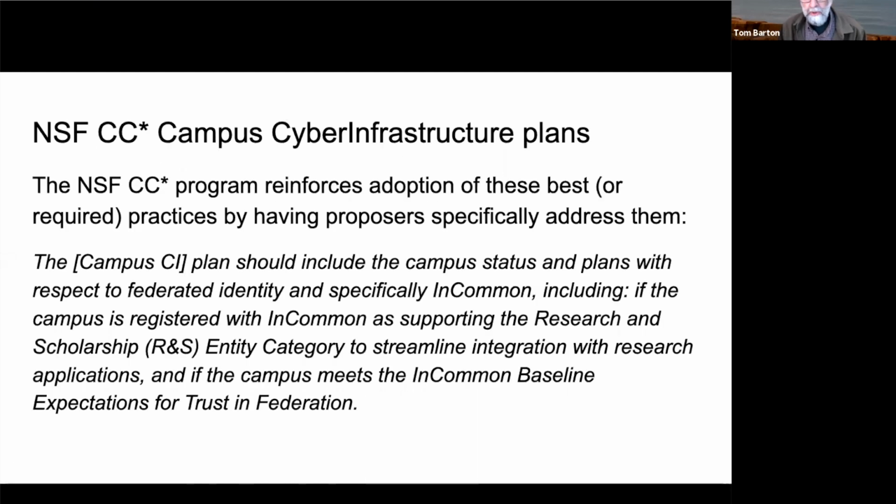We are here to talk about the National Science Foundation Campus Cyberinfrastructure program and their latest solicitation. The specific reason why we're here is that the solicitation itself, the call for proposals, contains italicized words. Those refer to an appendix to each proposal submitted to the CC* program called the Campus Cyberinfrastructure Plan, or Campus CI Plan. This puts an obligation on whatever you put in your Campus CI Plan. They want you to address these things about InCommon.